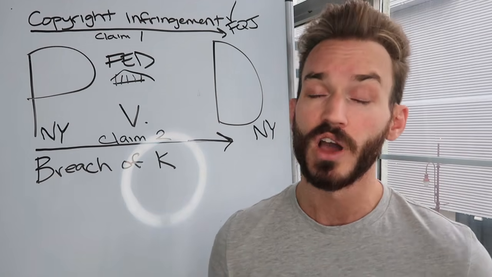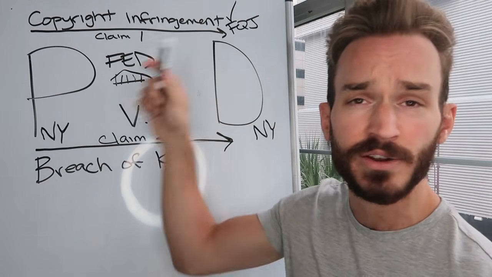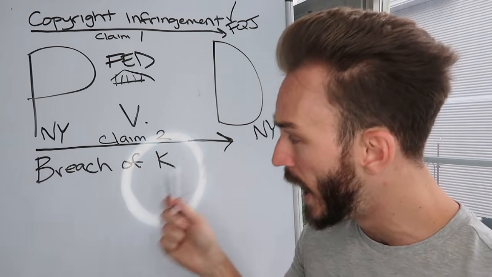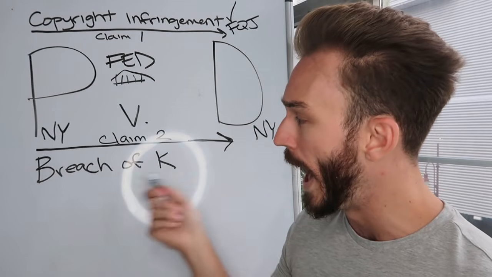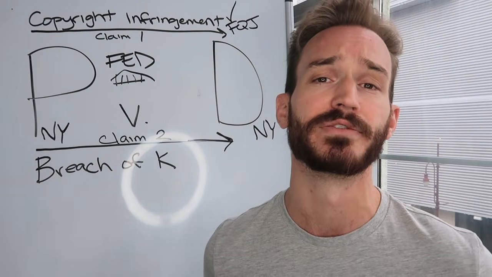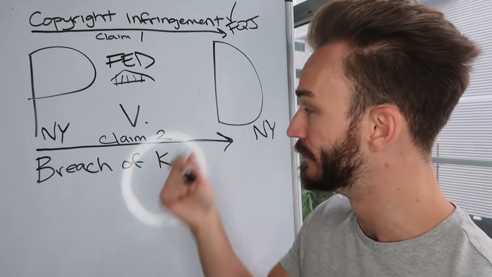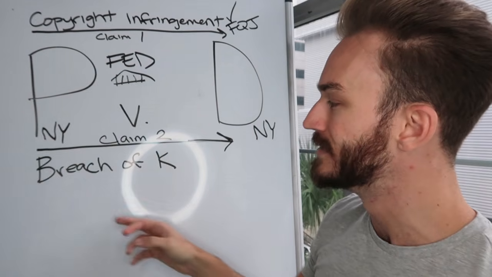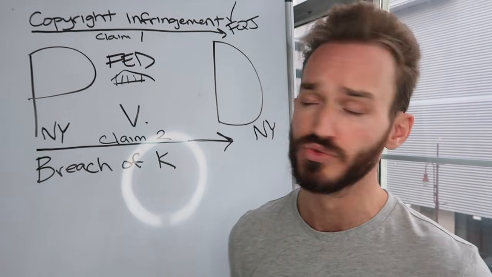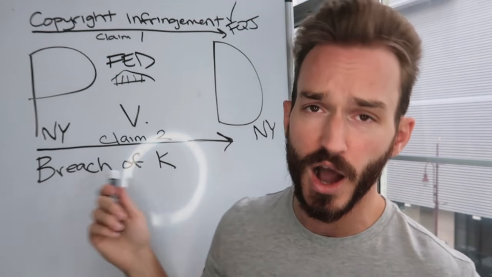No. Breach of contract is a pure state law claim. It doesn't matter if the defendant raises federal issues. If we look at the face of the plaintiff's complaint, there are no allegations that arise under federal law. Breach of contract is a pure state law action. So the federal court, in a vacuum, has no authority to hear this breach of contract claim. They do not have subject matter jurisdiction over the breach of contract claim.